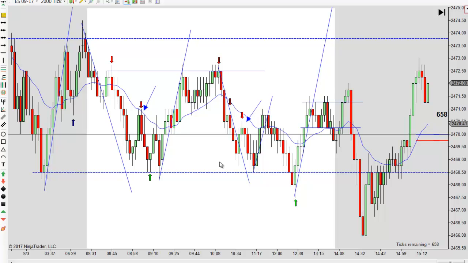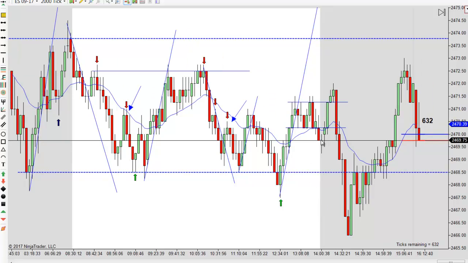This one's later in the afternoon. I like them better in the morning. But that was a quick, easy move. And then you just kind of went sideways into the 3 o'clock or the 2 o'clock hour. And notice what happens here. You get a failed break lower. You could have gone long there. You get a failed break higher. You could have gone short there. And both of those would have made money, just by following the rules.